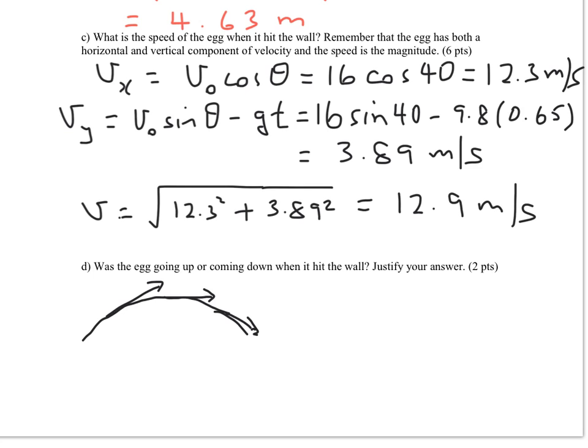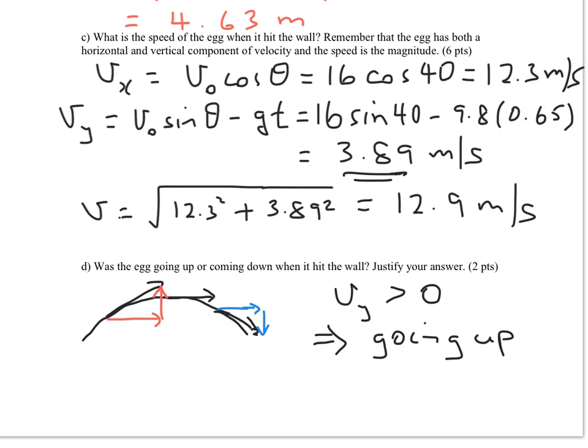So what you notice is that for an object that is rising, that is going up, it has a positive y component of velocity. For an object that is falling, you always have this x component, but its y component is negative. Now we worked out in part C that the y component is positive. So v sub y is greater than 0 implies that the egg is going up.